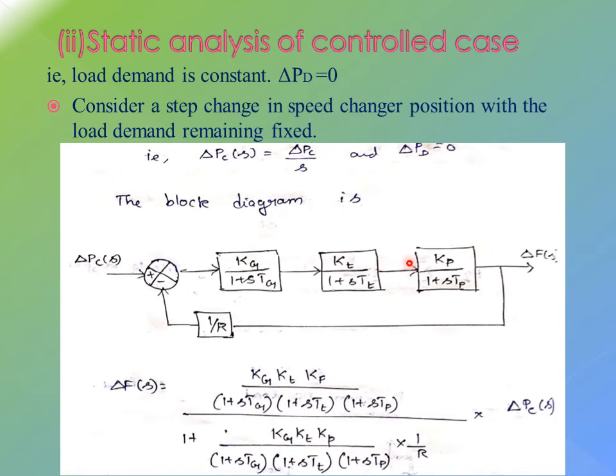In our general block diagram of the single area system, we have here del Pd coming in with the summing point. As del Pd is 0, we have removed that summing point and this is our system. Now these three blocks Kg, Kt, Kp we can cascade, and there is a negative feedback 1 by R. So G of s by 1 plus G of s into H of s is our transfer function. The output of this block is your del F of s and the input will be your del Pc of s. So this is your transfer function.